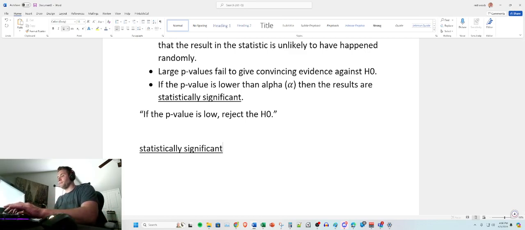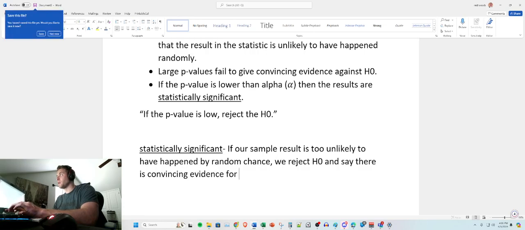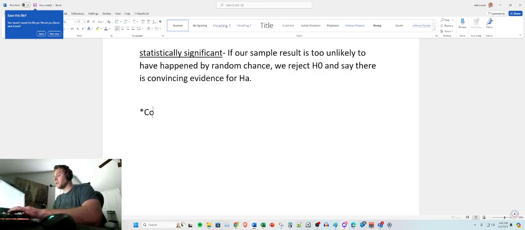So statistically significant: if our sample result is too unlikely to have happened by random chance, we reject, show, and say there is convincing evidence for HA. Okay. Let's put a star: conclusions.